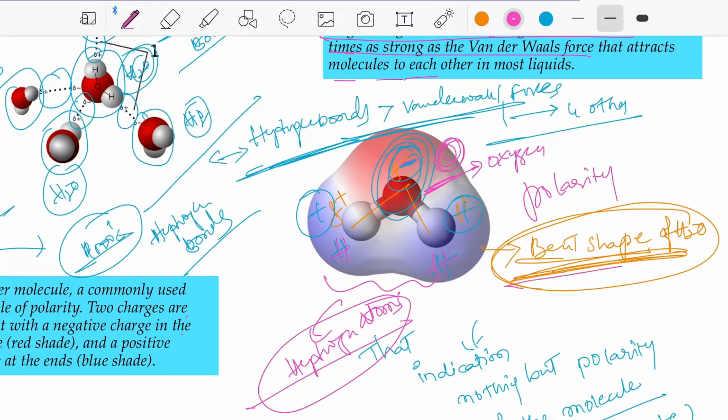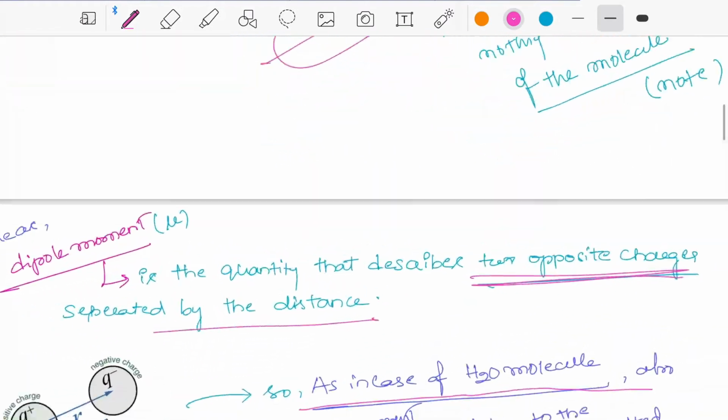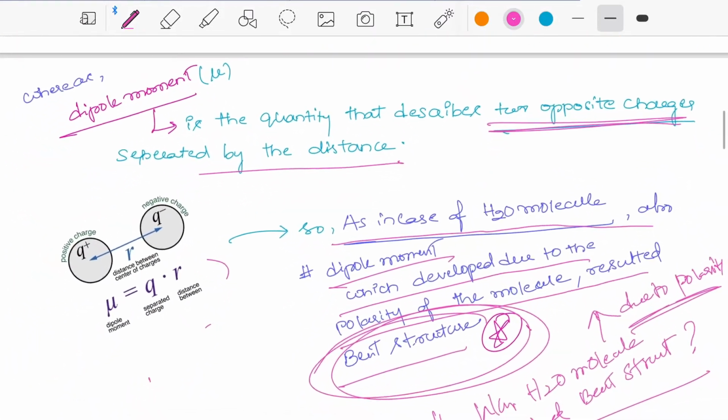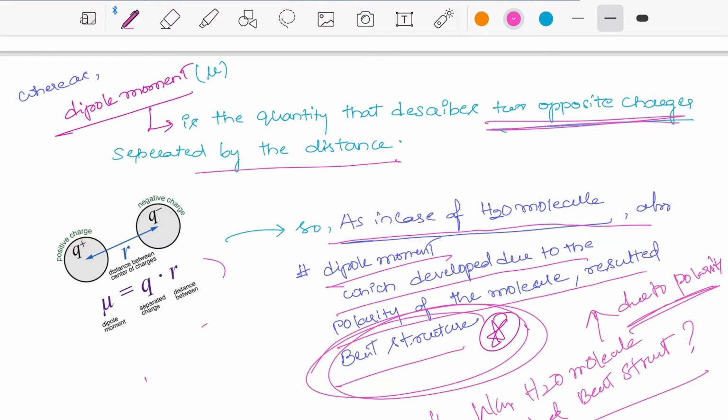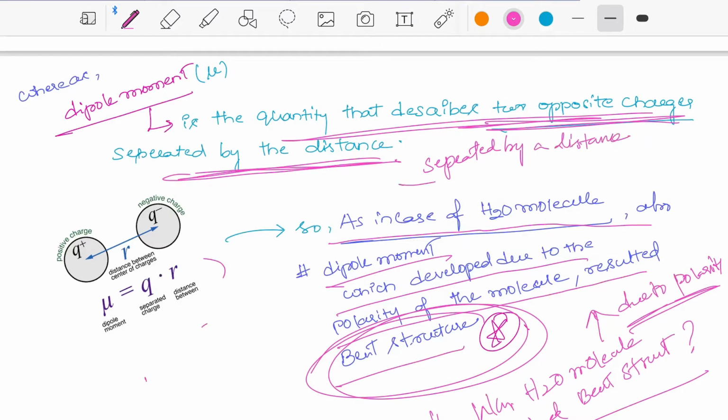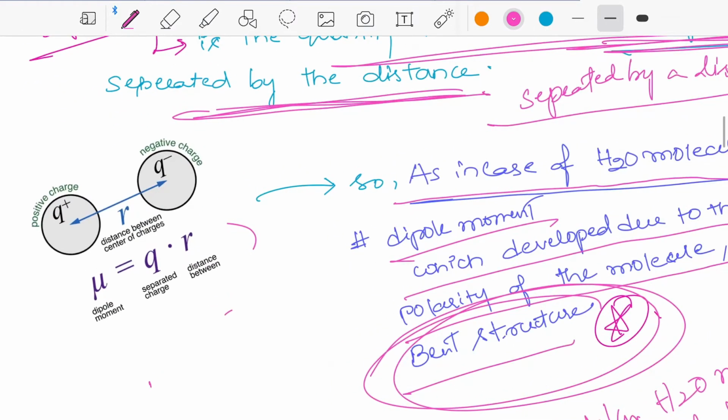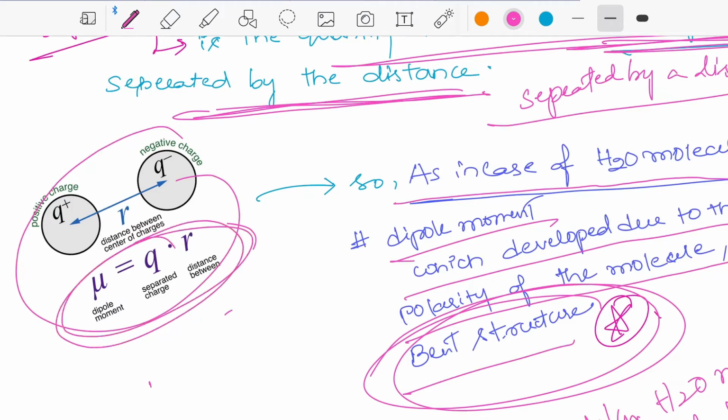Next we go for dipole moment. The polarity occurs due to the dipole moment, which is the quantity that describes two opposite charges separated by a distance. Here we take a positive charge and a negative charge separated by a distance r. The dipole moment is calculated as mu equals q times r, where q is the charge and r is the distance between the charges.